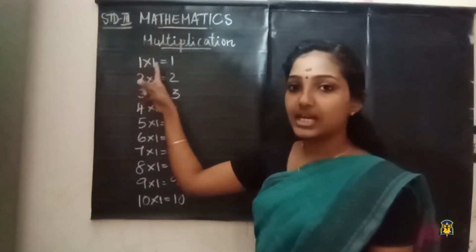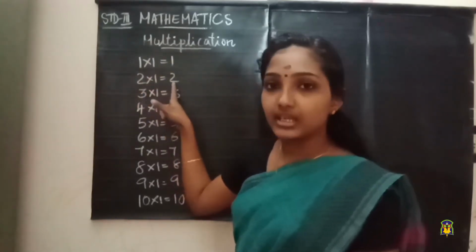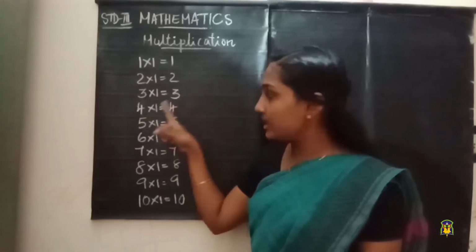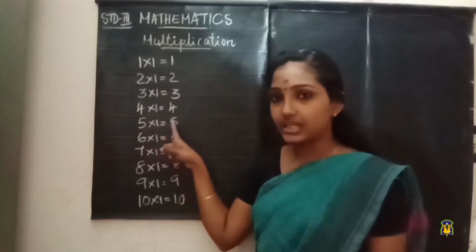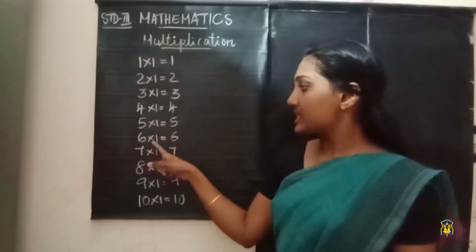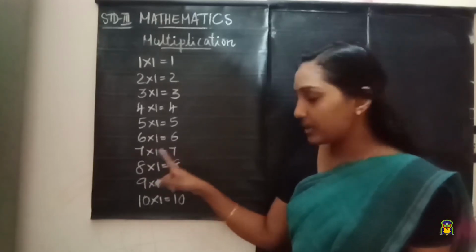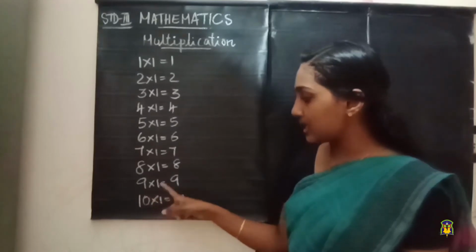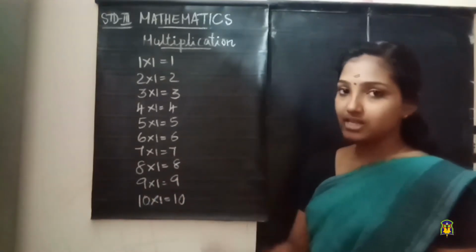So here 1 times 1 gives 1, 2 times 1 gives 2, 3 times 1 gives 3, 4 times 1 gives 4, 5 times 1 gives 5, 6 times 1 gives 6, 7 times 1 gives 7, 8 times 1 gives 8, 9 times 1 gives 9, 10 times 1 gives 10.